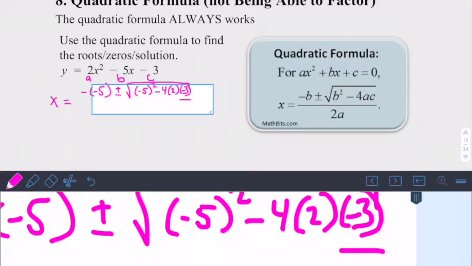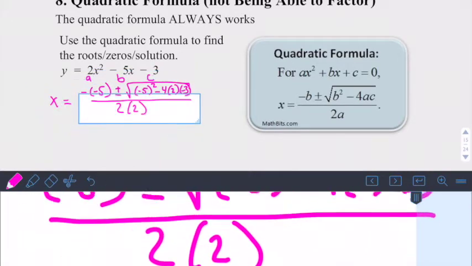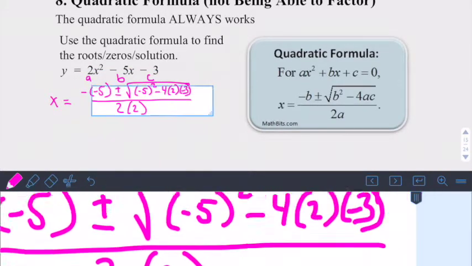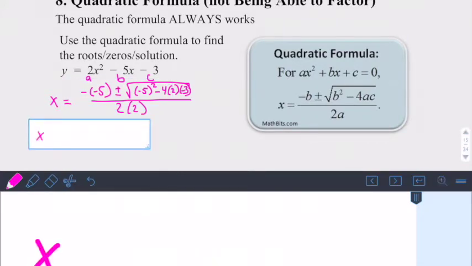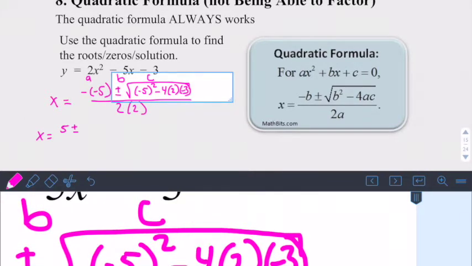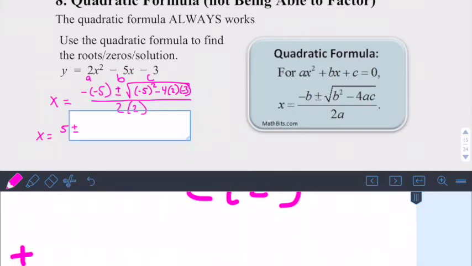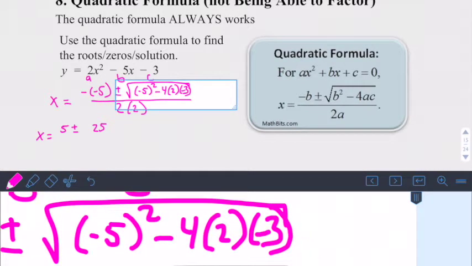Over 2a, so 2 times 2. Okay, if you can set this up, then the rest is just pretty simple. So we're going to do the negative negative and make that positive. Plus or minus. Now I need to simplify this radical. Well, negative 5 squared means negative 5 times negative 5, which is 25, positive. And 4 times 2 is 8.